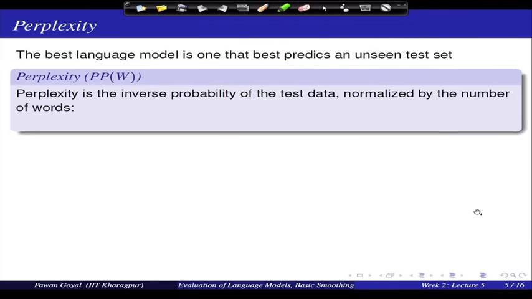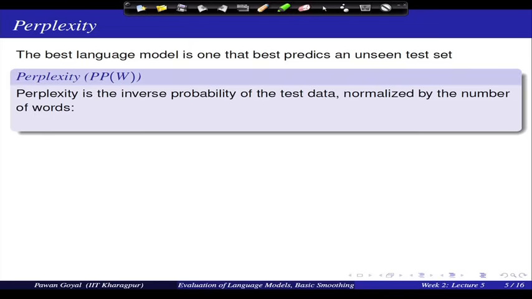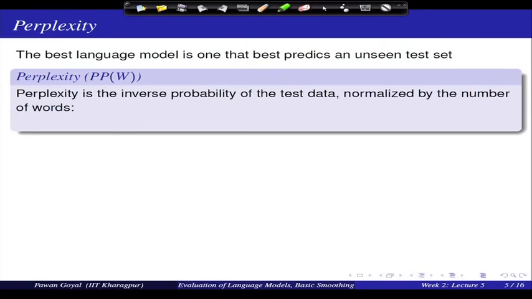In general, what we are trying to find out is the best language model that predicts unseen test data. So how do I define perplexity? This is a simple definition. I have some test data. I am finding the inverse probability of the test data normalized by the number of words that I am seeing in my test data. That means finding the probability of the test data and then normalizing it with respect to the number of words, and it's an inverse probability. That means if I have a lower perplexity, I have a better model. So formally, I can define my perplexity like that.